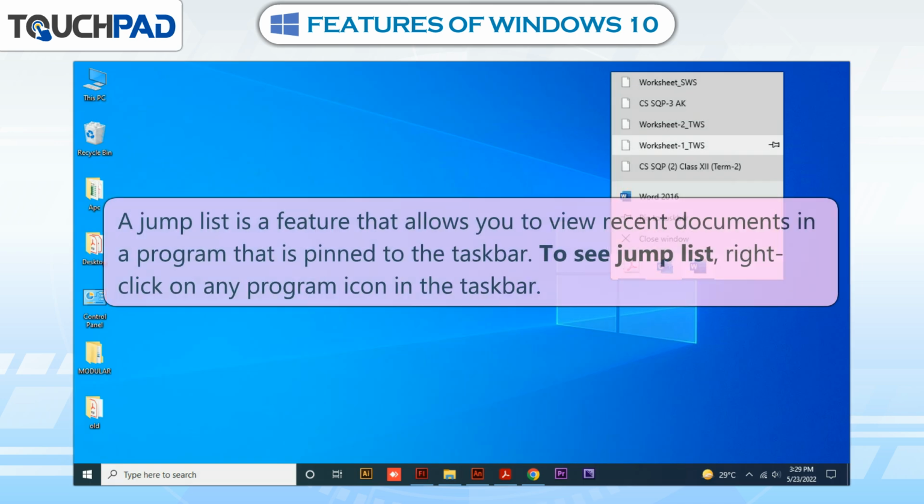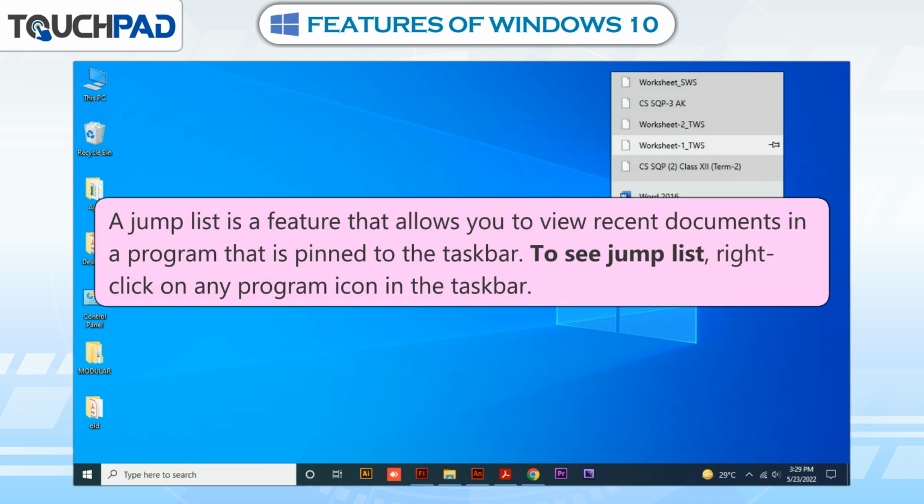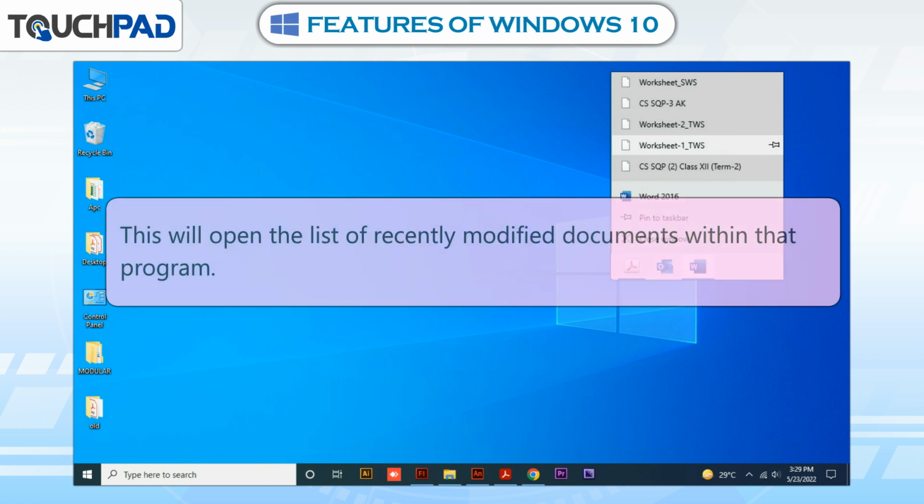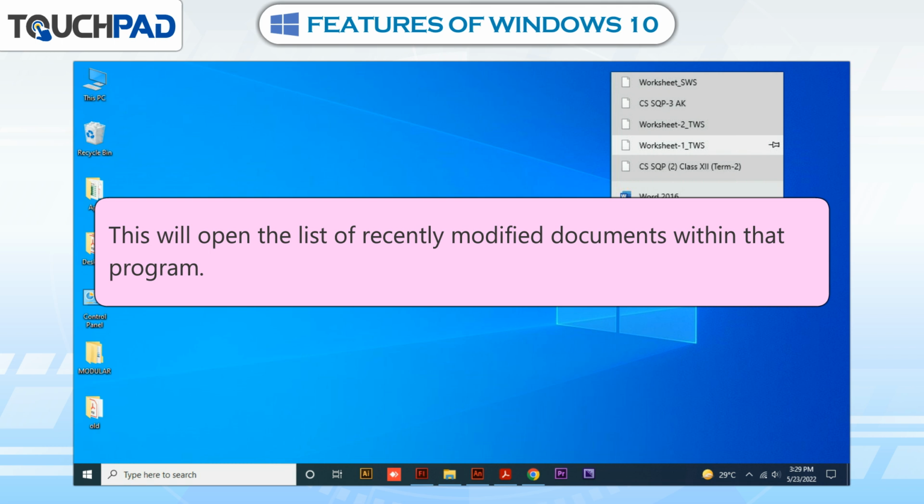Jump List. A jump list is a feature that allows you to view recent documents in a program that is pinned to the taskbar. To see the jump list, right-click on any program icon in the taskbar. This will open the list of recently modified documents within that program.